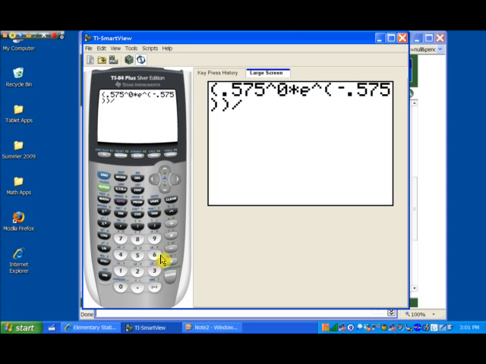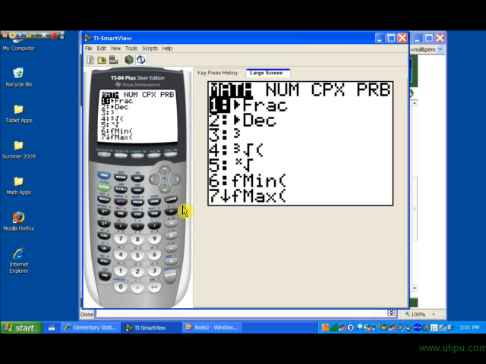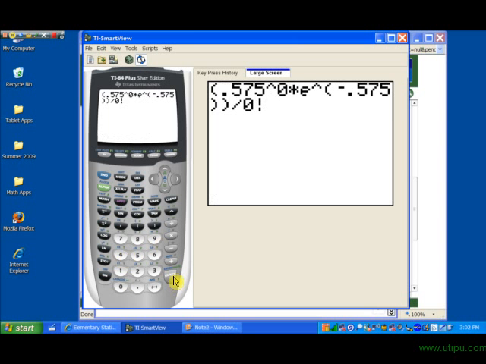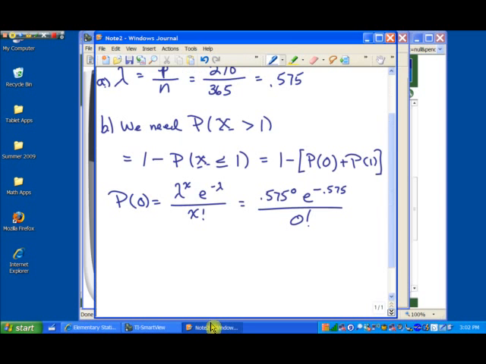And now we'll close the numerator. Divided by, now we need zero factorial. So here's how we get a factorial. First, we'll put in zero and then hit the math key. Go over to the probability menu and notice option four is an exclamation point for the factorial. So when we compute that, we end up with 0.563. All right, so let's make note of that.